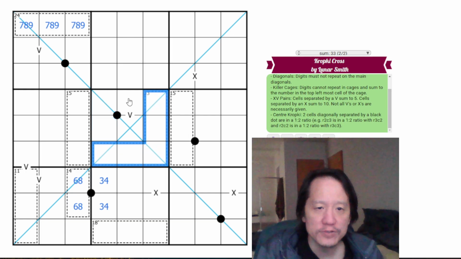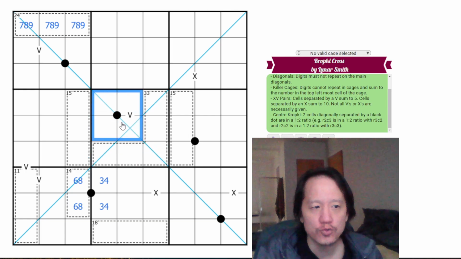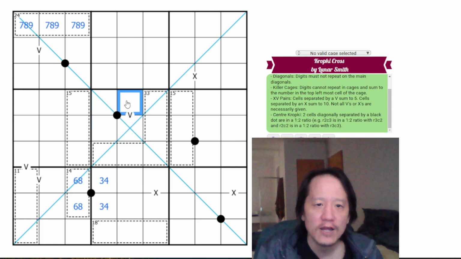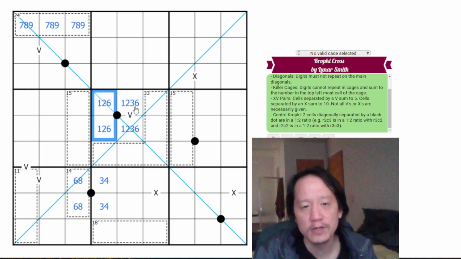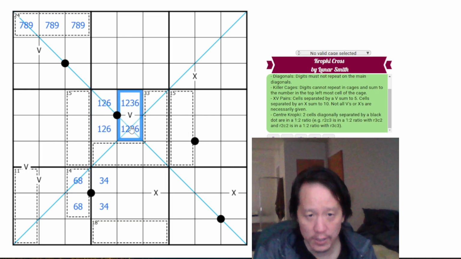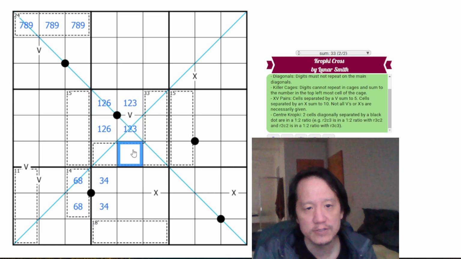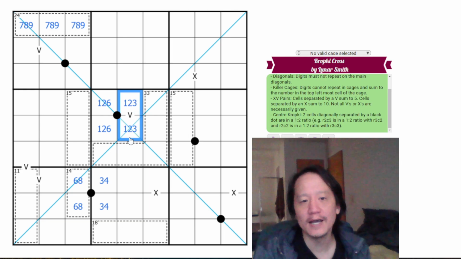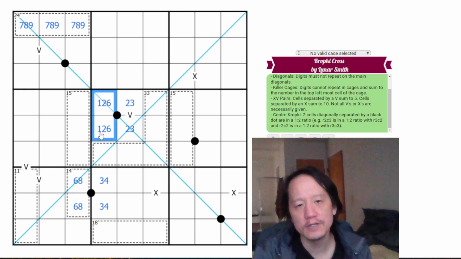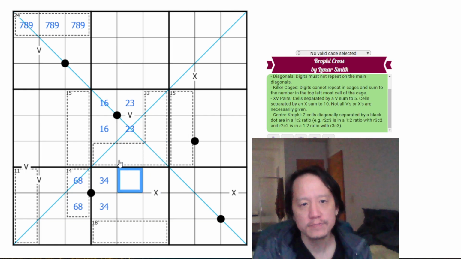This is 33, so the rest of these cells add up to 12. So it's either 1, 2, 3, and 6, or 1, 2, 4, and 5. 5 can never be in a 1:2 ratio with anything, so this must be 1, 2, 3, and 6. So 3 cannot be here, which means 3 must be here. Since 3 is here, it's a 1:2 ratio with 6, so therefore the 6 must be here. So this can't be 6. And this adds up to 5, so this is 2 and 3, and this must be 1 and 6.